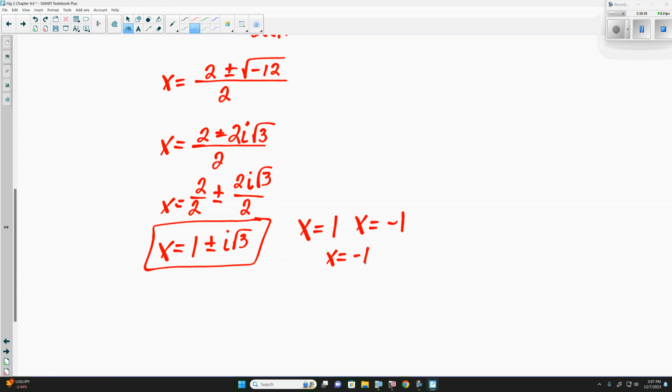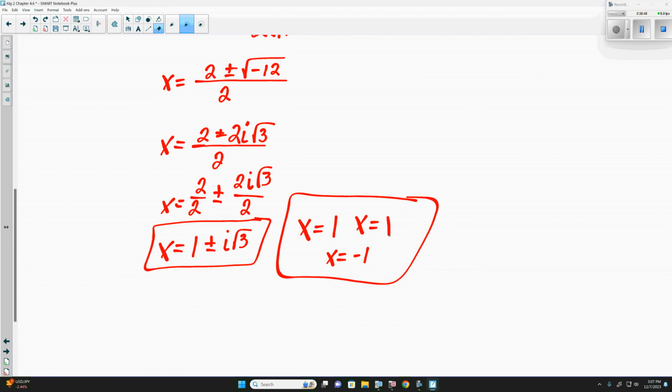Thus, our 5 solutions are x equals 1, x equals -1, x equals 1 twice, x equals -1, and x equals 1 plus or minus i square root of 3. Questions on this here? We feel a little more comfortable with these? They are interesting in kind of how they work. There is a good number of steps to them, but they're not overly complicated, especially once we work with the graphing calculator.